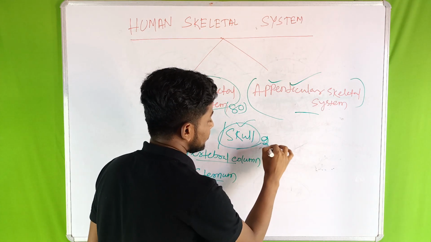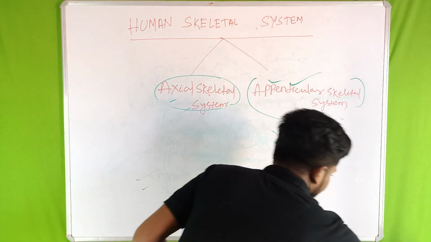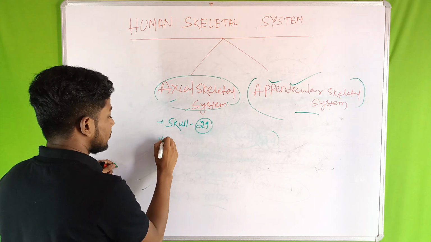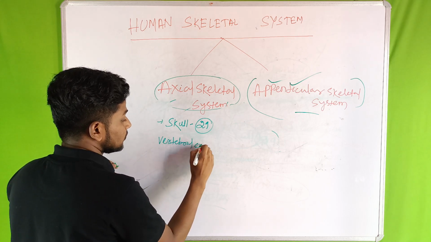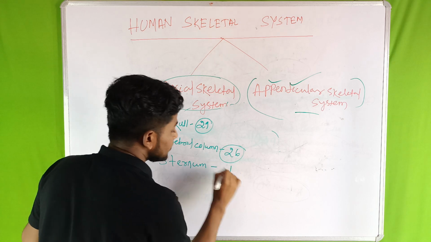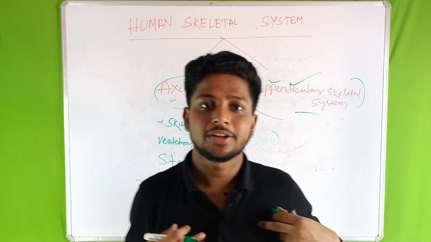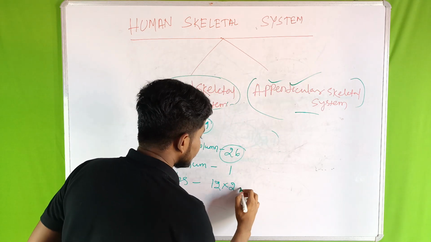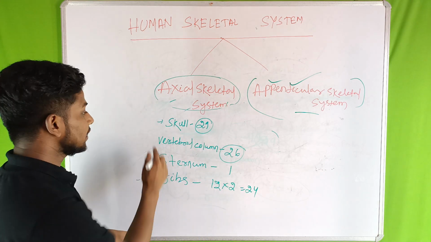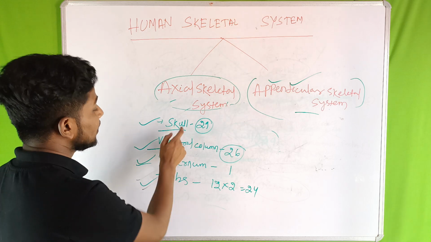The skull contains 29 bones. Vertebral column contains 26 bones. Sternum is 1. Ribs are 12 into 2, because ribs are present on both sides of the chest, 12 on this side and 12 on the other, so 12 into 2 is 24. Okay, this is the overview of the skeletal system. Now we are starting one by one: what is the skull, then the vertebral column, the sternum and the ribs. First come to the skull.